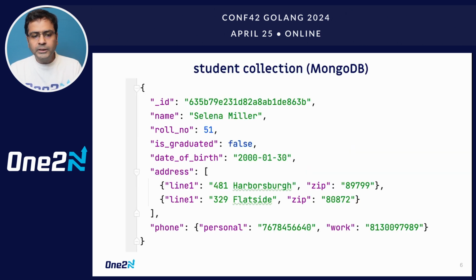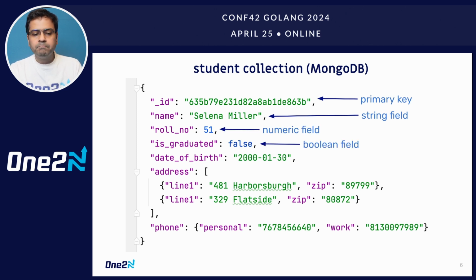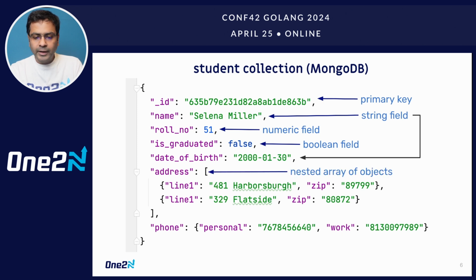So let's look at a student collection, just a sample collection in MongoDB, where we have this sample student document. You see ID, which is the primary key. There is name, which is a string field. You've got roll number, which is a numeric field. There is a Boolean field for is graduated, and this is also another string field. And in Mongo, you can have a bunch of nested documents. So you have address as a nested array of objects, and you have a nested object, which is phone number. Now, how does that data get translated into Postgres?